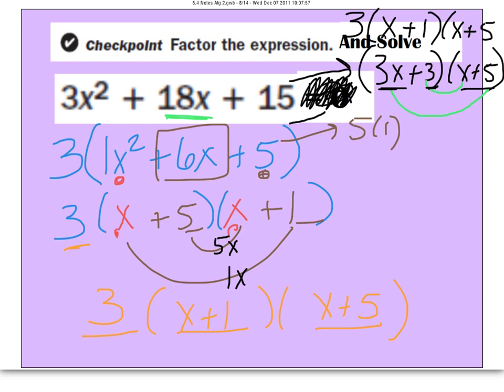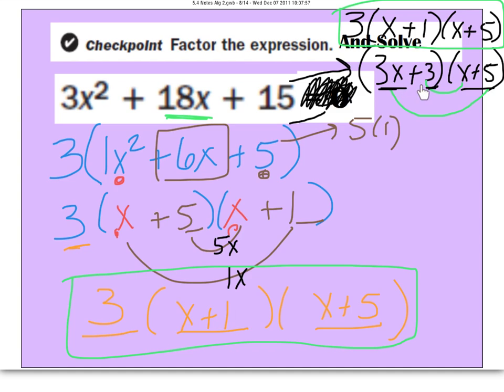So when you do that, what ends up happening is you're going to get this as the answer, which is the exact same answer we had down here. So it doesn't matter if at first you don't see you can pull a 3 out of there. In the end, you will notice that you can, and you will still get the same answer.